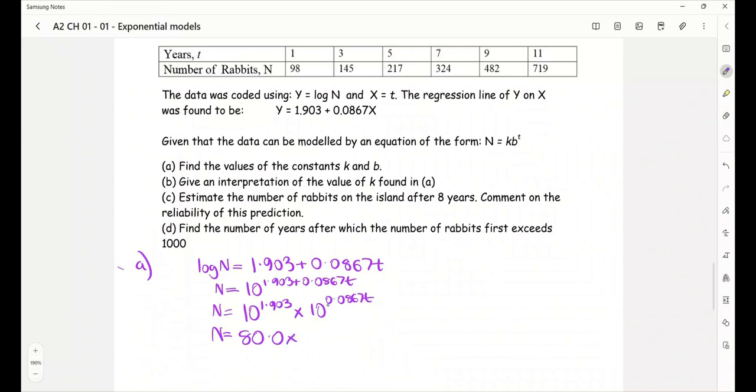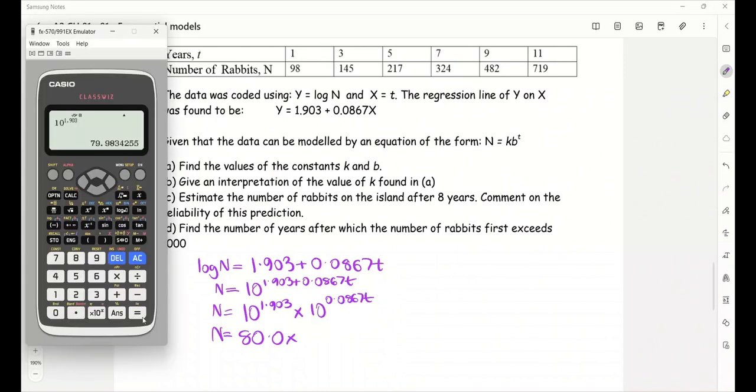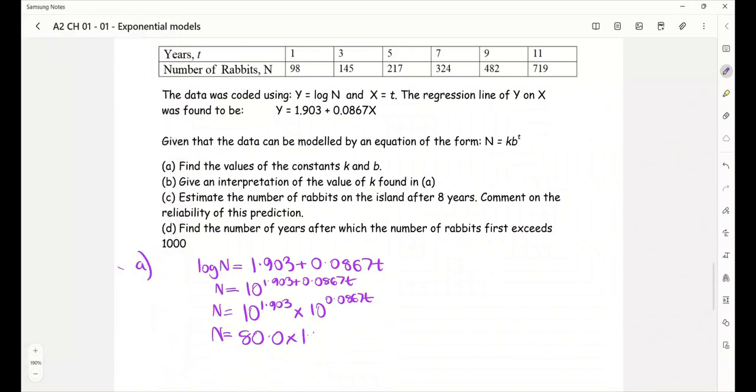That is multiplied by 10 to the power of 0.0867, and again, three significant figures. That will give me 1.22 to the power of t. So let's look back at the question. We need to find constants k and b, so we need n equals kb to the t. So we can write, therefore, k equals 80.0 and b equals 1.22, both rounded to three significant figures.